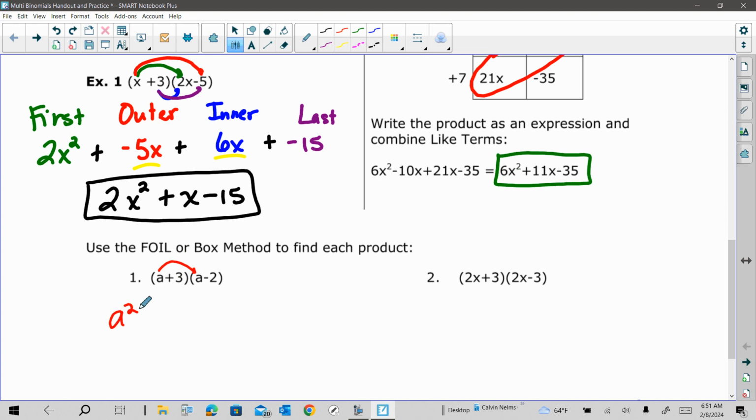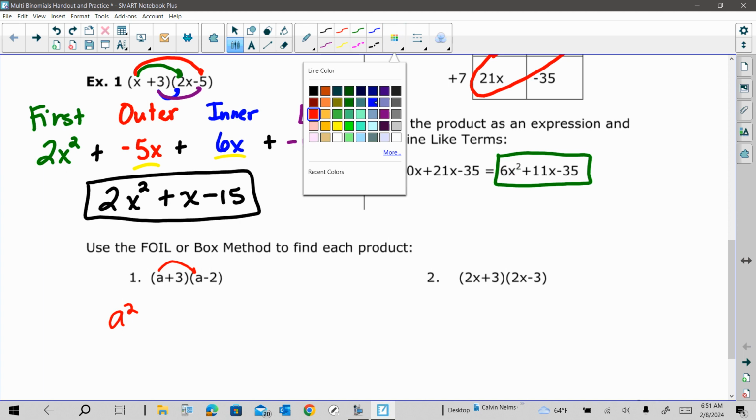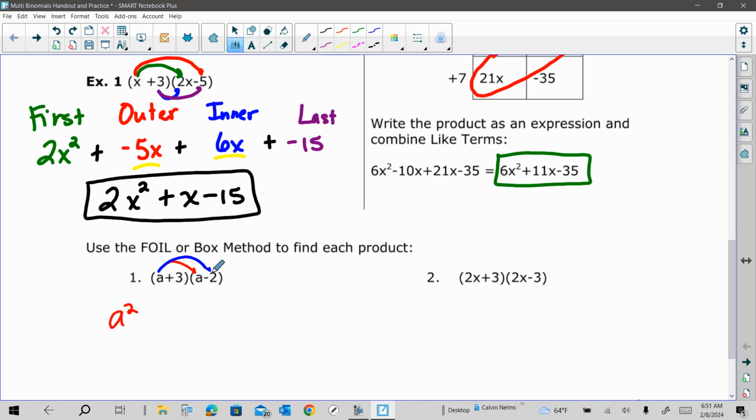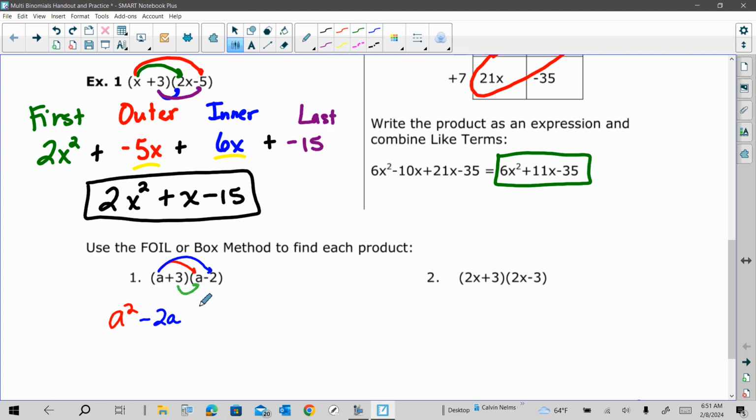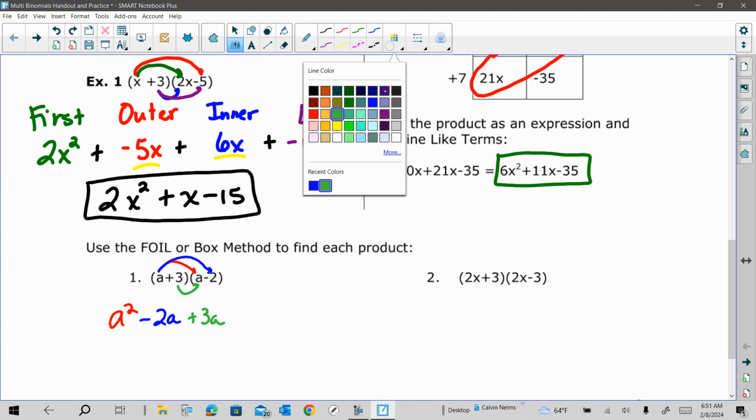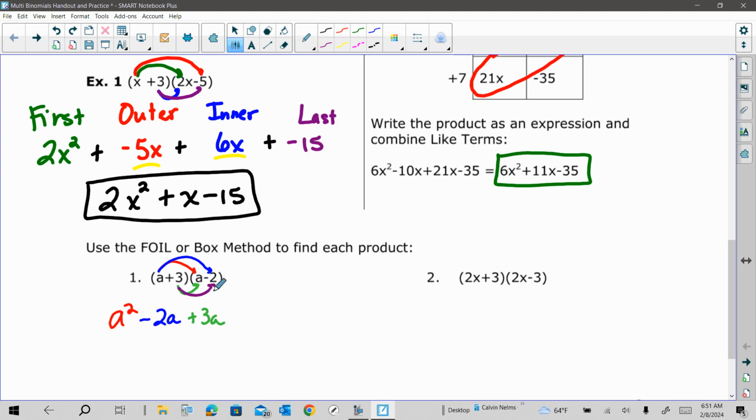Then it's going to be the outer, that's the A times -2, so that's -2A. The inner, this is 3 times the A, so that's a positive 3A. And then our last terms would be the 3 times the -2, so that's the -6. Then I can just go ahead and combine these like terms here, simplify this. This would be A squared plus A minus 6. Okay.